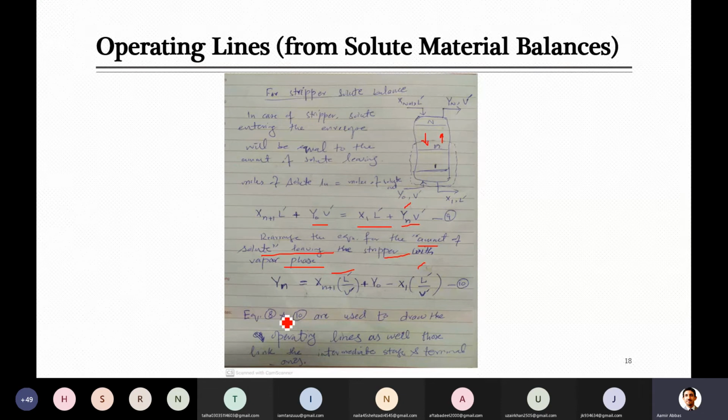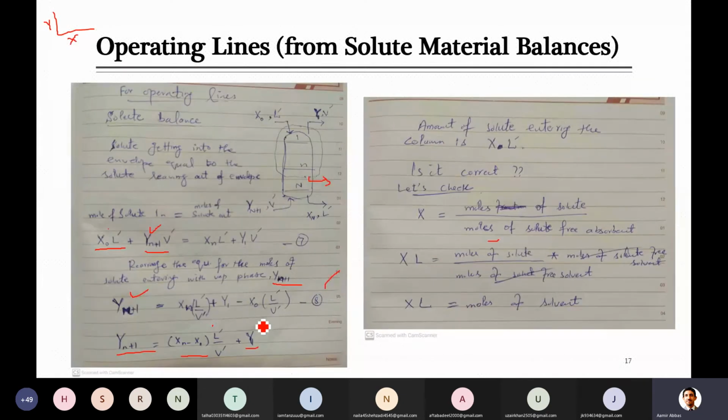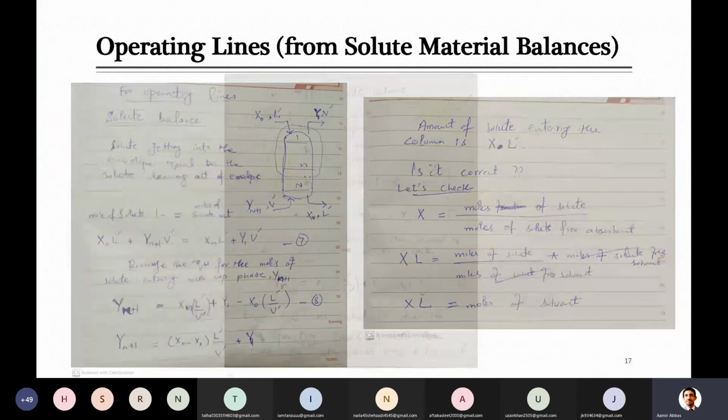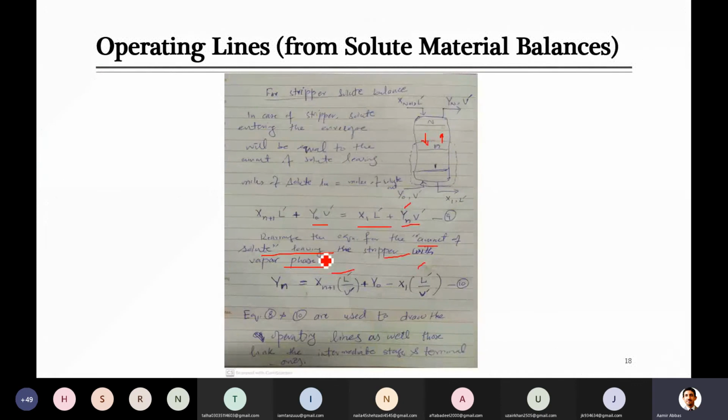So these two equations, 8 and 10: 8 is the equation I named the absorber line, and we rearranged that equation for the moles of the solute entering with the vapor phase, and here this is the moles of the solute leaving the stripper with the vapor phase. We have removed them out of the liquid, we have just got rid of them. So these 8 and 10 are used to draw the operating lines.